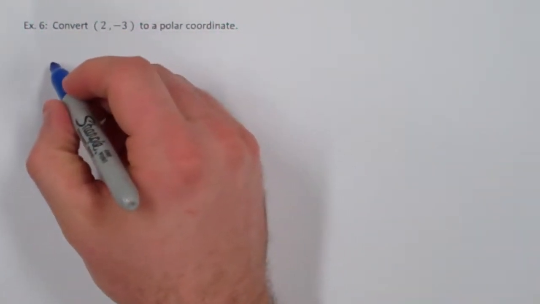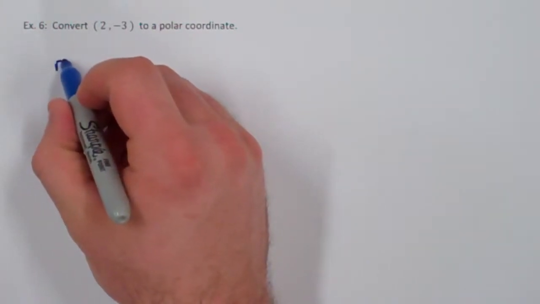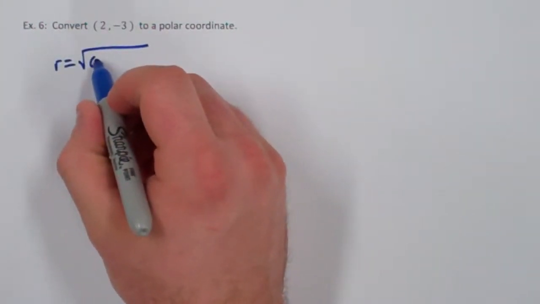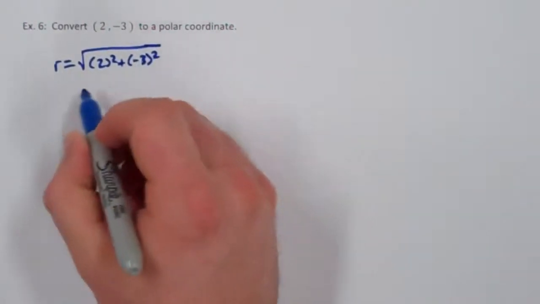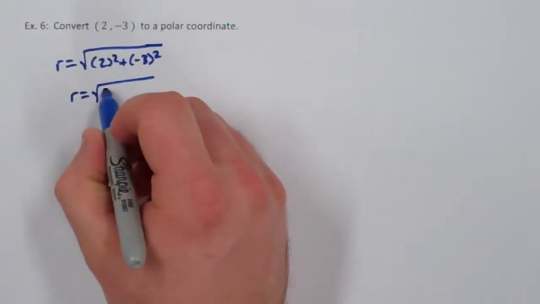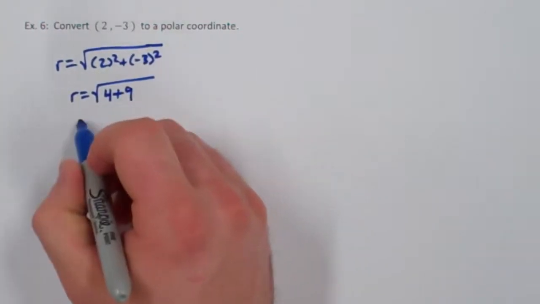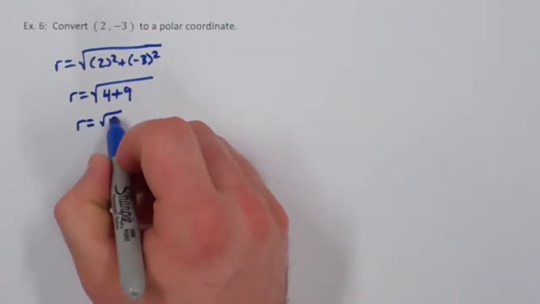Alright, we're going to move to example 6 now. So example 6 here is convert 2 comma negative 3 to a polar coordinate. So we'll utilize the same thing here. And this time maybe I'll do r first here. So that's going to be the square root of 2 squared plus negative 3 squared. Keep in mind when you square those values, you're going to wind up with 2 positives underneath here. So this is the square root of 13.